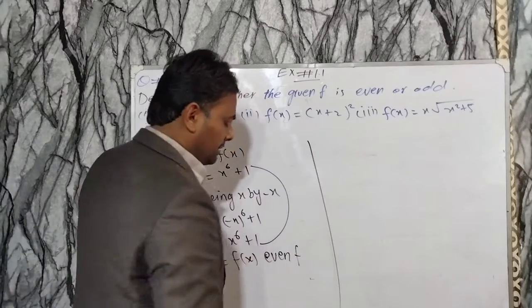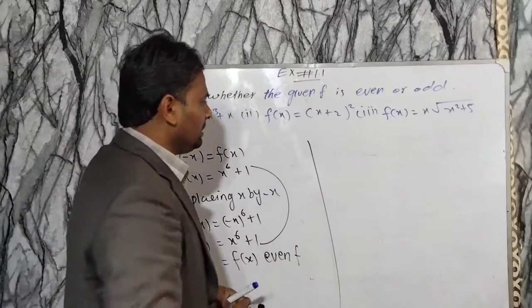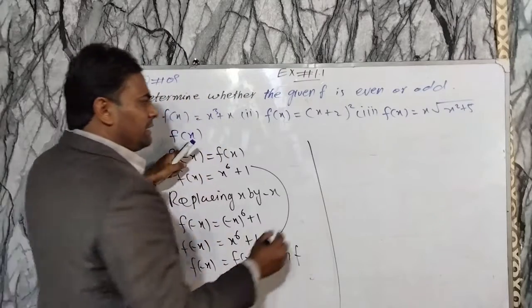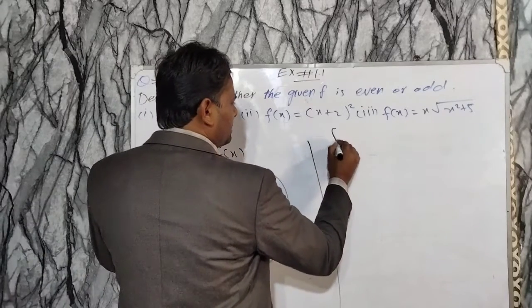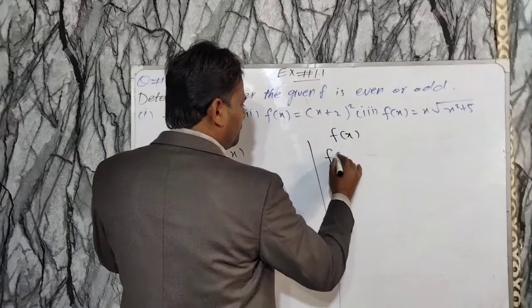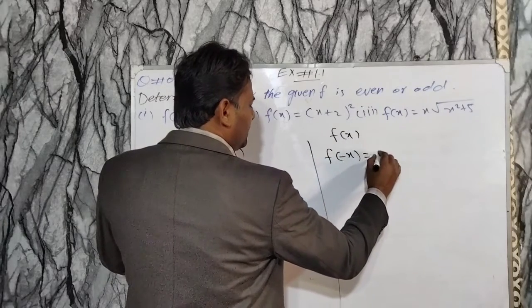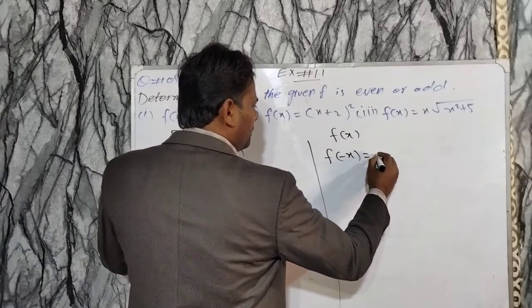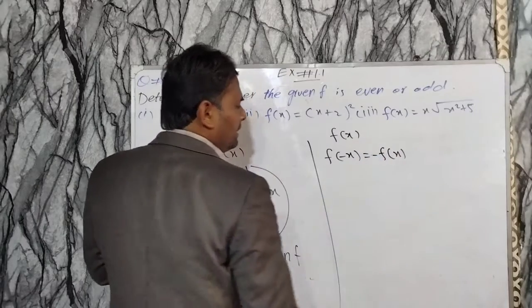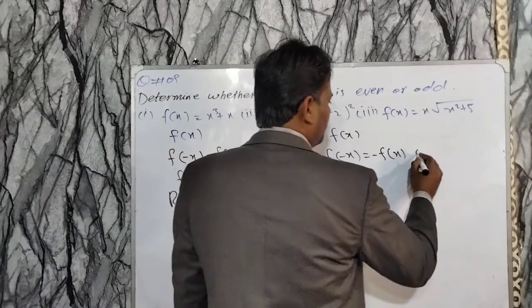Now we take an example of the odd function. We have a function f of x, and we replace x by negative x, and we get negative f of x, with a negative sign outside of the function. In this form, the function is said to be an odd function.